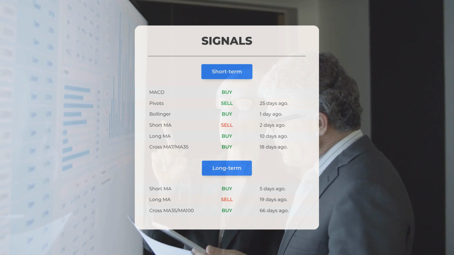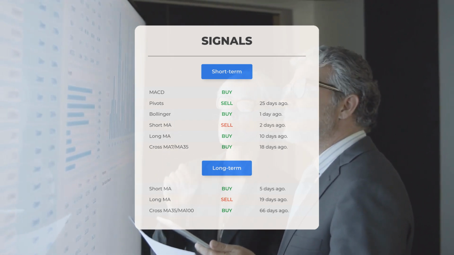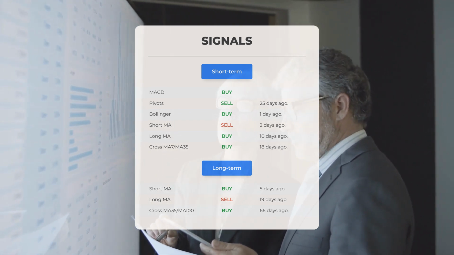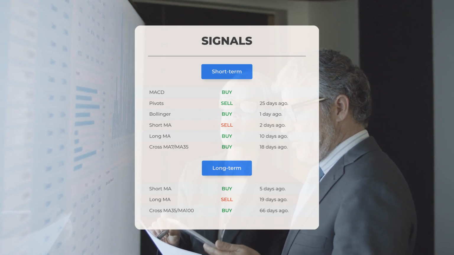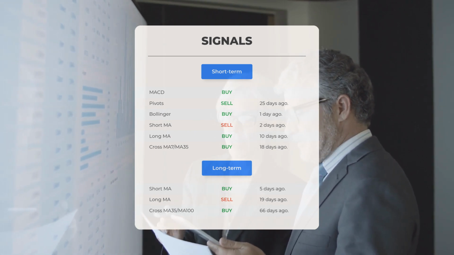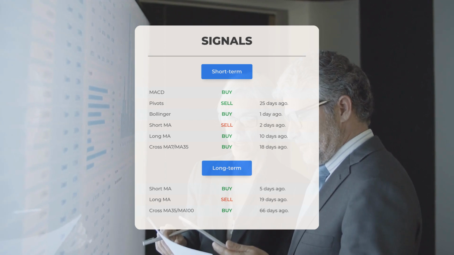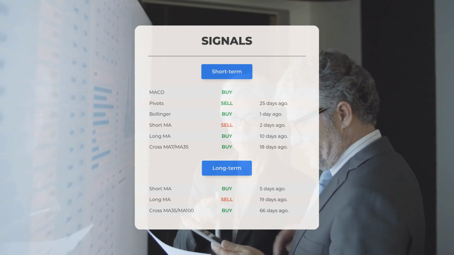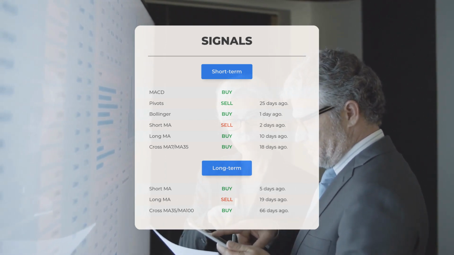When we examine the 12-month chart, we observe the short moving average indicates a buy signal from 5 days ago. The long-term moving average shows a sell signal from 19 days ago. The relationship between the short and long moving averages indicates a buy signal from 66 days ago.